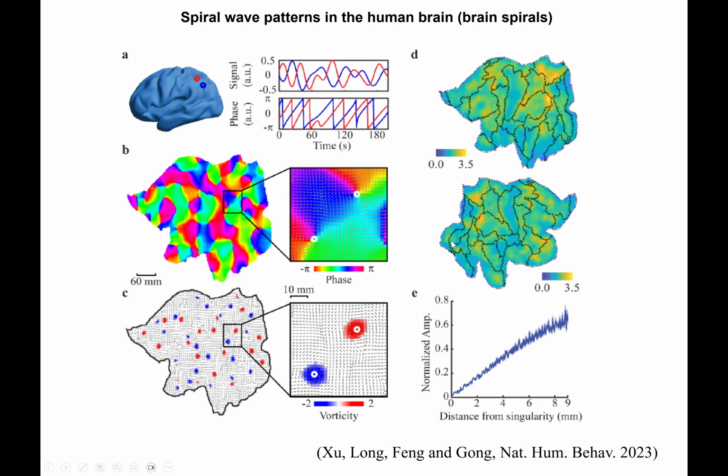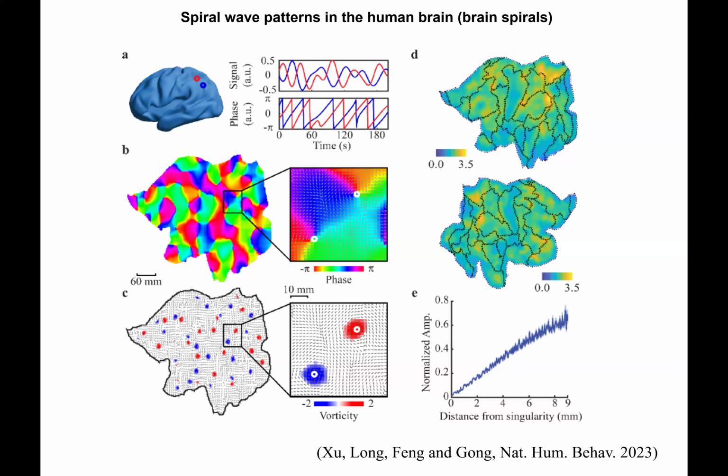Another interesting feature about those spirals is that they're organized around the boundaries of different functional networks. Here we have 22 functional networks based on this HCP parcellation. As you can see, this is the density of spirals. Spirals are often located around the boundaries. So this is quite interesting.